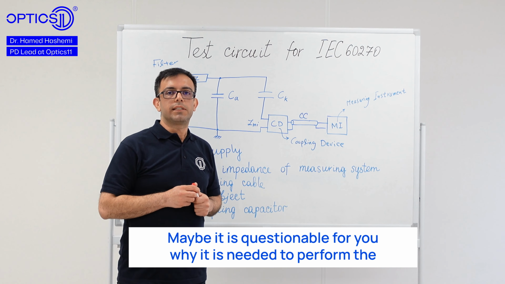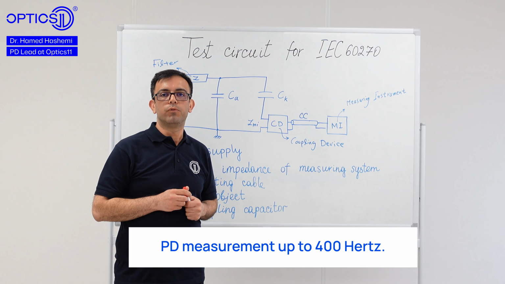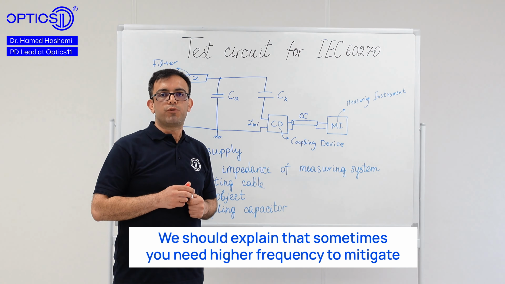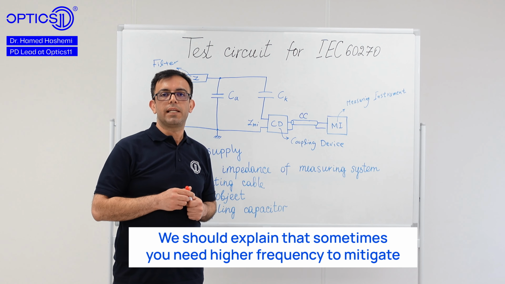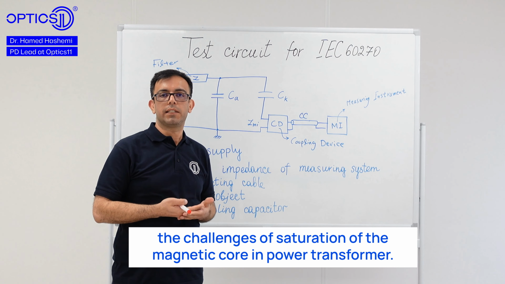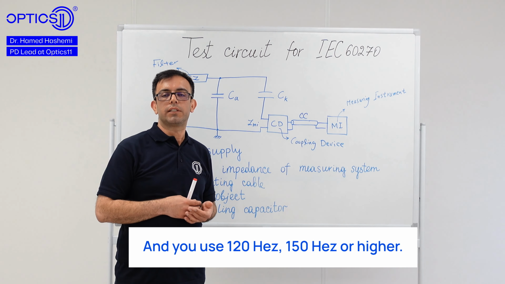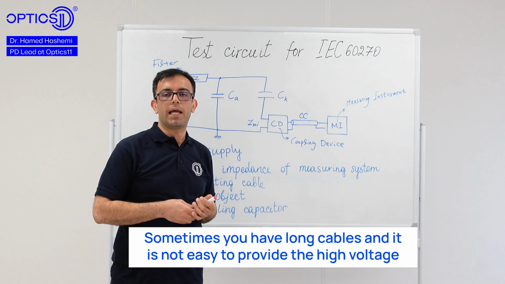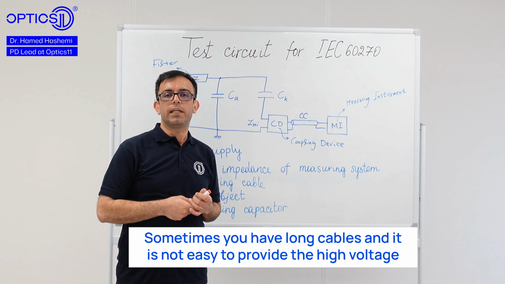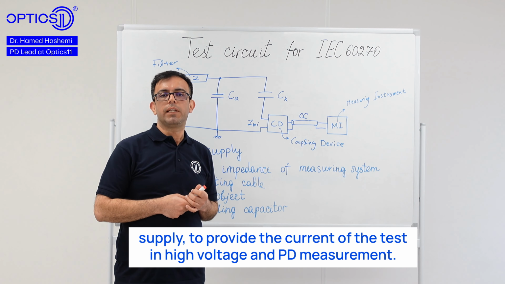Maybe it is questionable why it is needed to perform PD measurement up to 400 Hz. We should explain that sometimes you need a higher frequency to mitigate the challenges of saturation of the magnetic core in a power transformer, and you use 120 Hz, 150 Hz or higher levels. Sometimes you have long cables and it is not easy to provide the high voltage supply to provide the current of the test in high voltage and PD measurement.